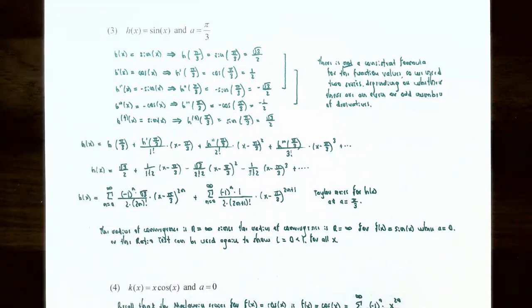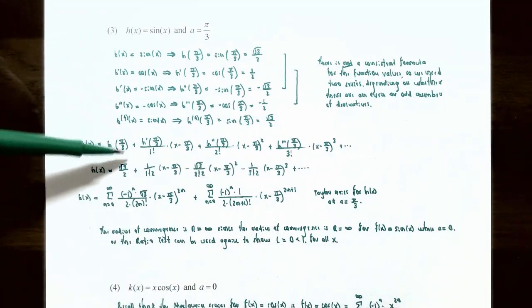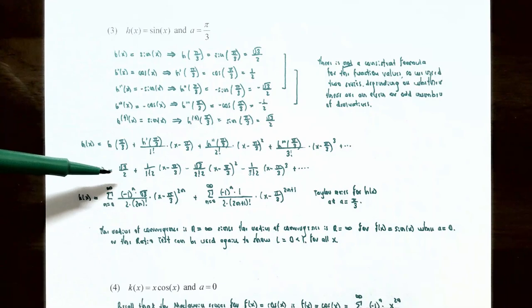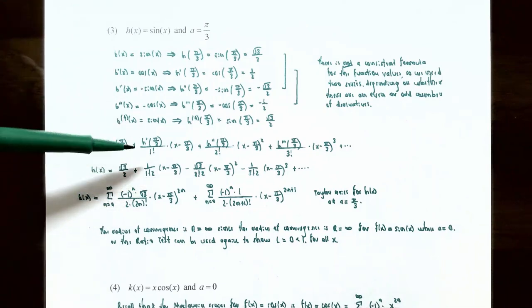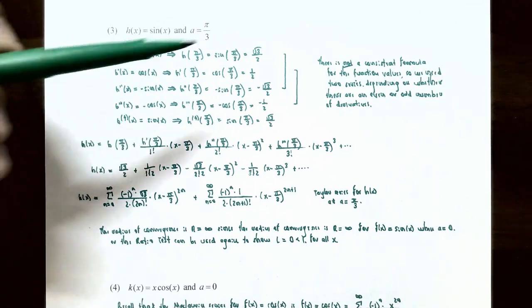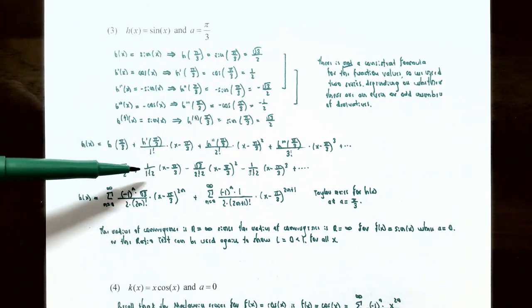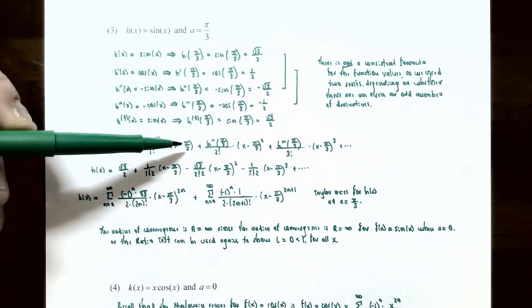If you replace all the function values, h of pi over 3 was square root 3 divided by 2, so you have square root 3 divided by 2 for the first term, plus the second term would be h prime of pi over 3, that's 1 half, so you have 1 half divided by 1 factorial times the quantity x minus pi over 3 to the first power.